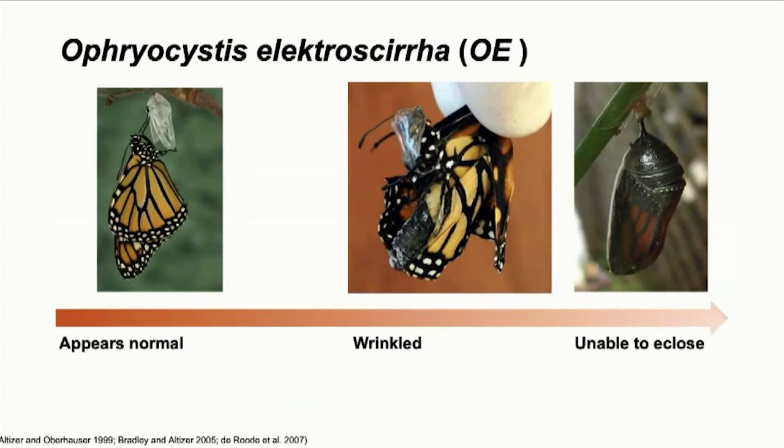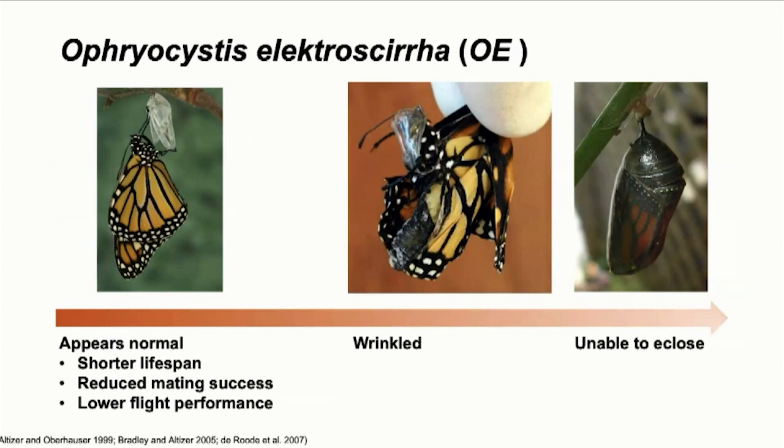And most commonly, we really only see the normal looking infected monarchs. We don't often see wrinkled or unable to eclose monarchs because those die before most of us see them. The normal looking monarchs are nonetheless impacted. So there has been damage done to them during that pupal stage when those parasites were replicating. So they tend to have shorter lifespans, reduced mating success, and they don't fly as well. They're actually a lot slower flying, and they don't fly as long as healthy individuals.